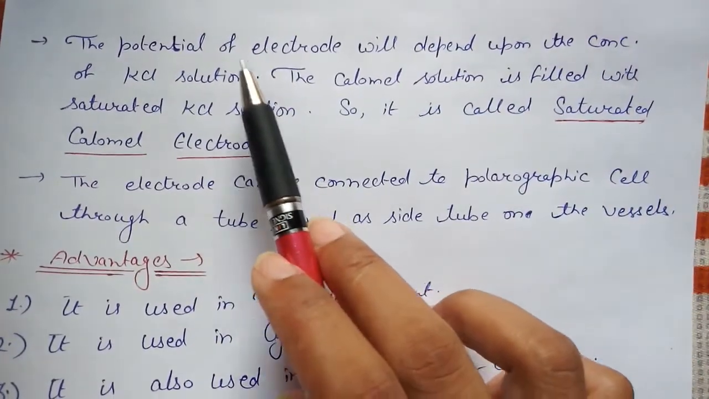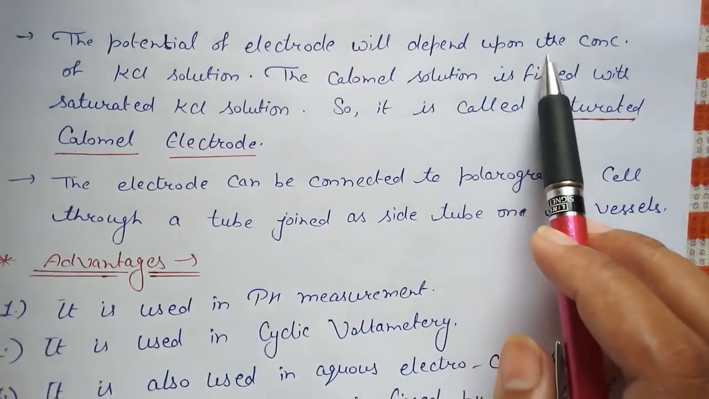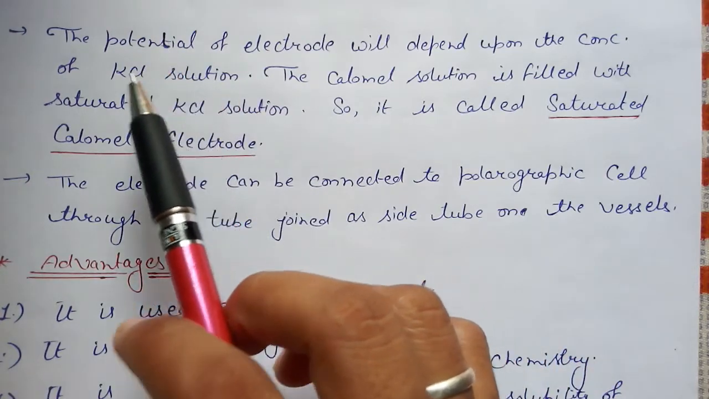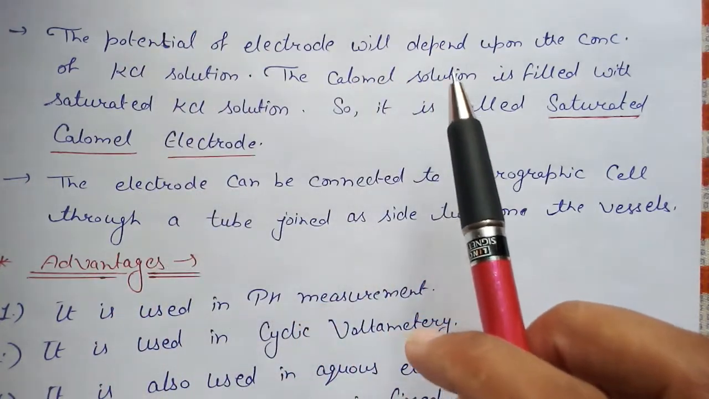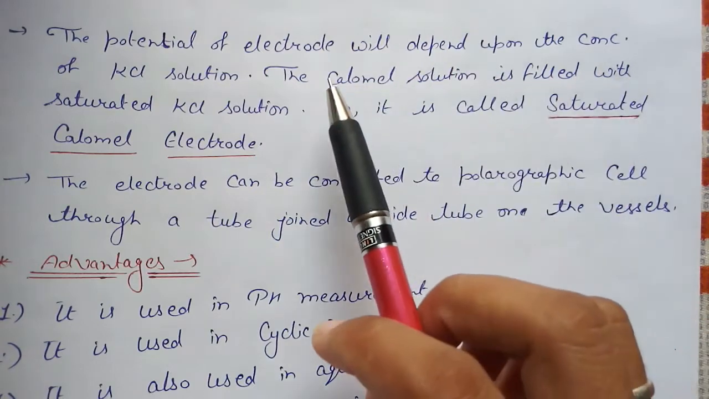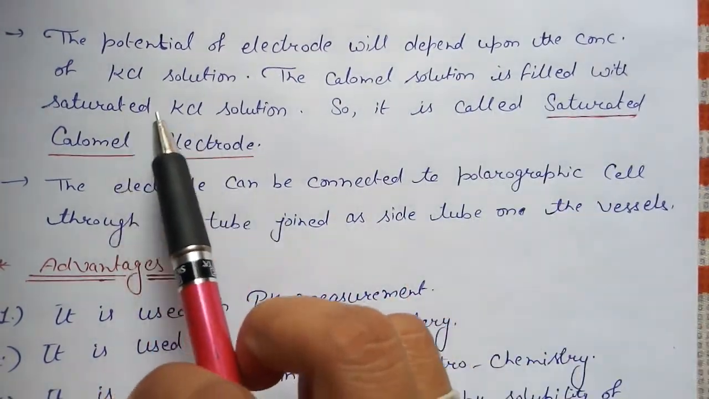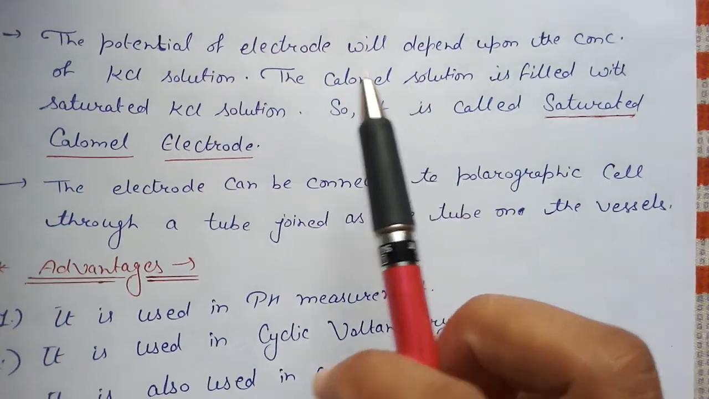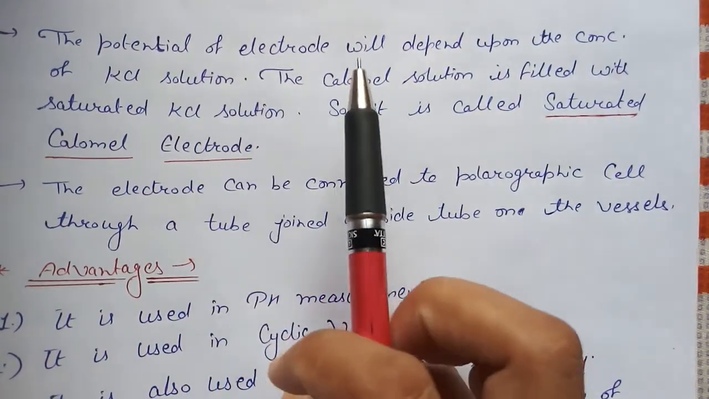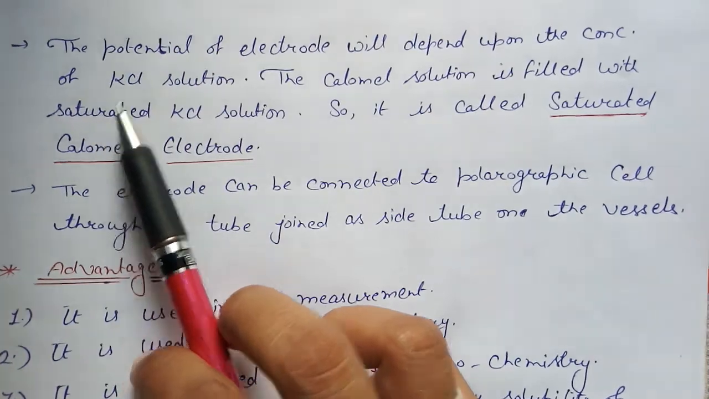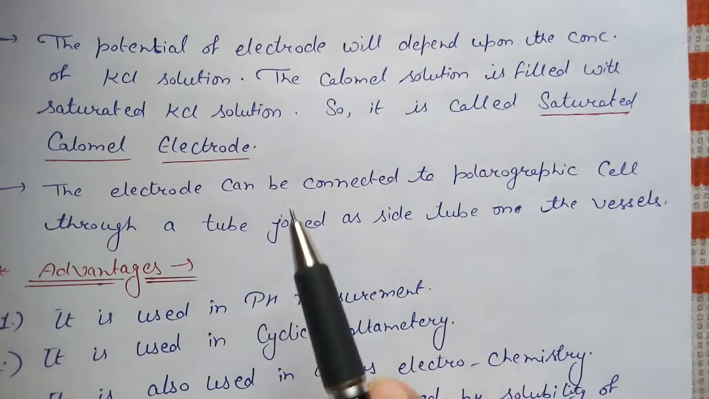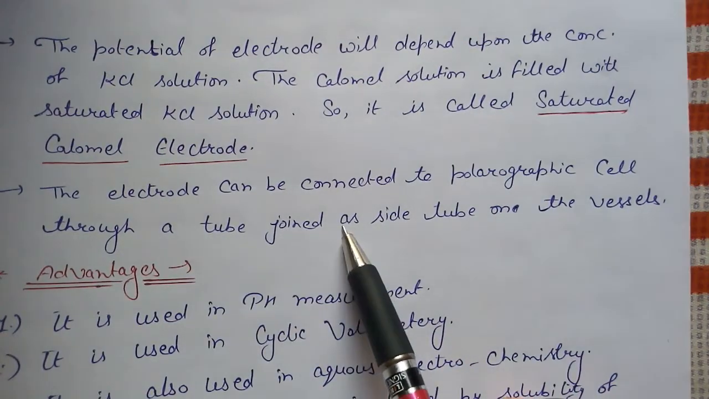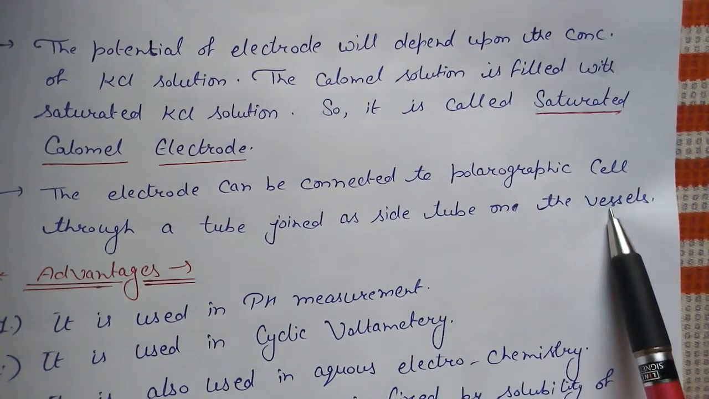The potential of the electrode will depend upon the concentration of potassium chloride solution. So you can say the potential will depend upon the potassium chloride solution. The calomel electrode is filled with saturated potassium chloride, so it is called saturated calomel electrode, right? The electrode can be connected to the polarographic cell through a tube joined as a side tube on the vessel.